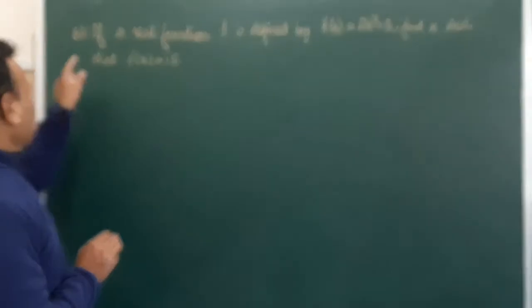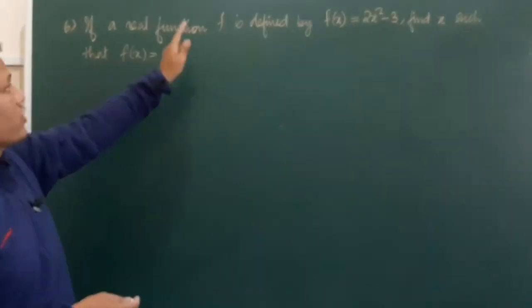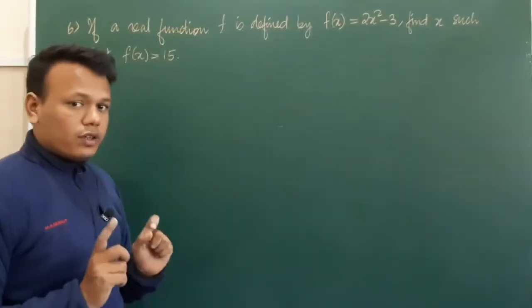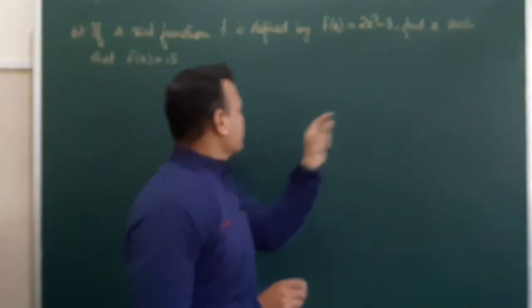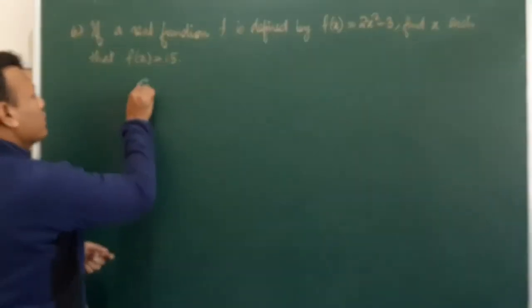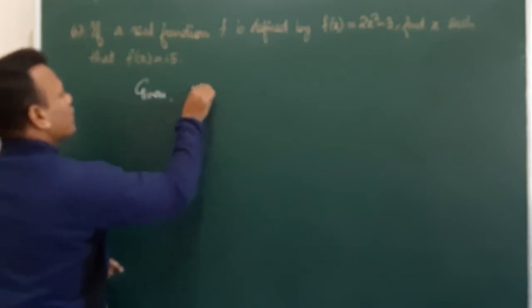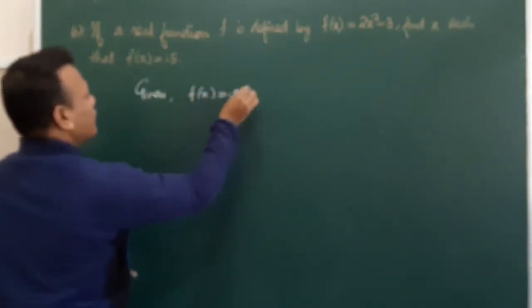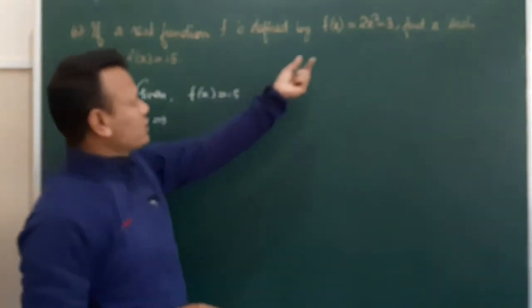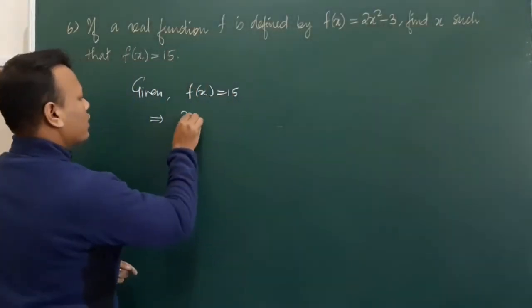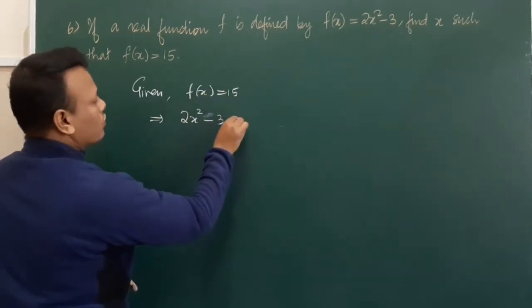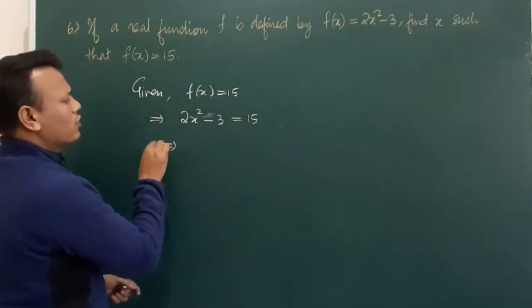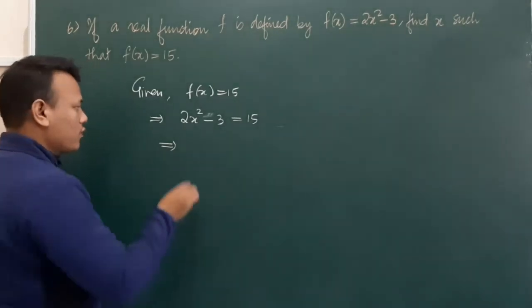Next we have question number 6, which says if a real function f, so the function is given to be a real valued function, is defined by this, find x such that f(x) becomes 15. It's a very simple problem. Given is f(x) equals 15 here. And what is the value of f(x)? f(x) is given to be 2x squared minus 3, and this equals 15. So from here you just need to find the value of x, which is quite simple, right?